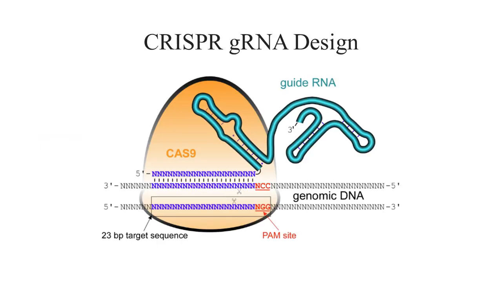Key tools and techniques. CRISPR gRNA design. Bioinformatics tools like CRISPR-Cas9 are used to design gRNAs, which guide the Cas9 enzyme to the target DNA sequence for editing. Tools such as CHOPCHOP and CRISPOR help researchers select optimal gRNA sequences while minimizing off-target effects.